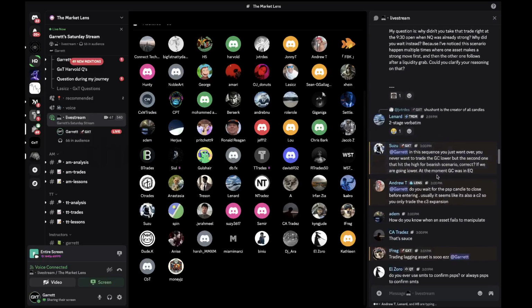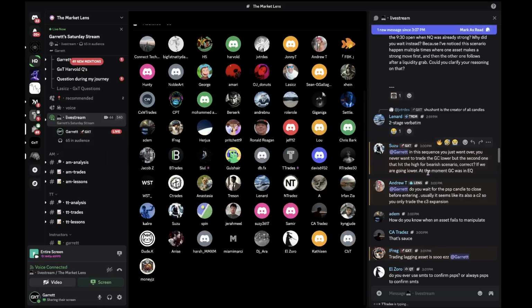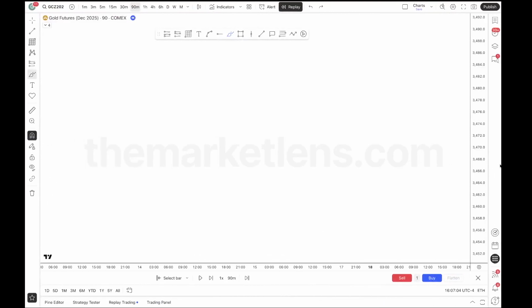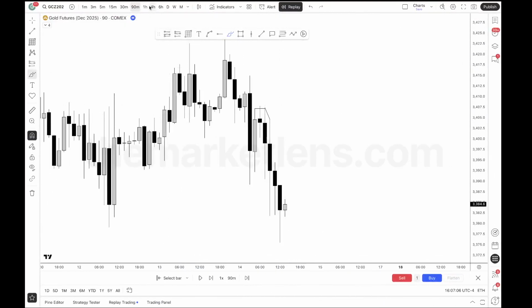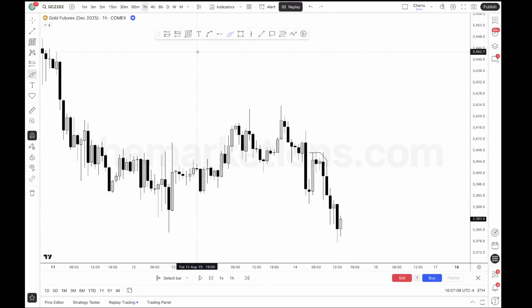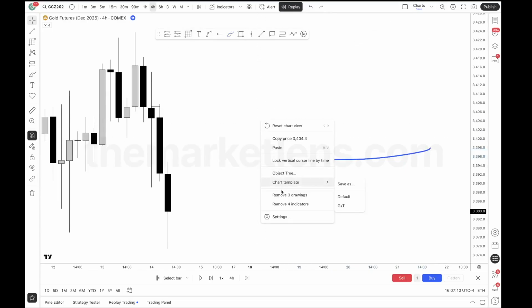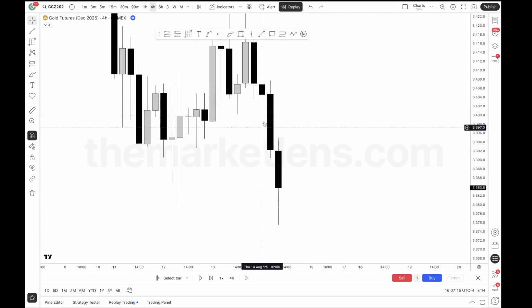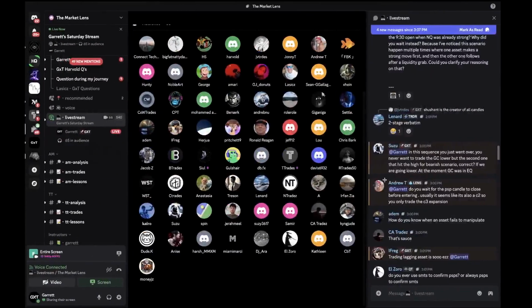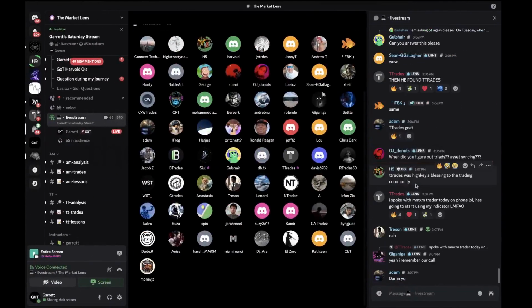In this sequence you just went over, you never want to trade the GC lower, but the second one that hit the high, for the bear scenario, correct? If we are going lower, the moment GC was in. So are you talking about this scenario, where it was the strongest asset, but then it turns weaker? You're talking about this? Because if not, I don't remember, bro.